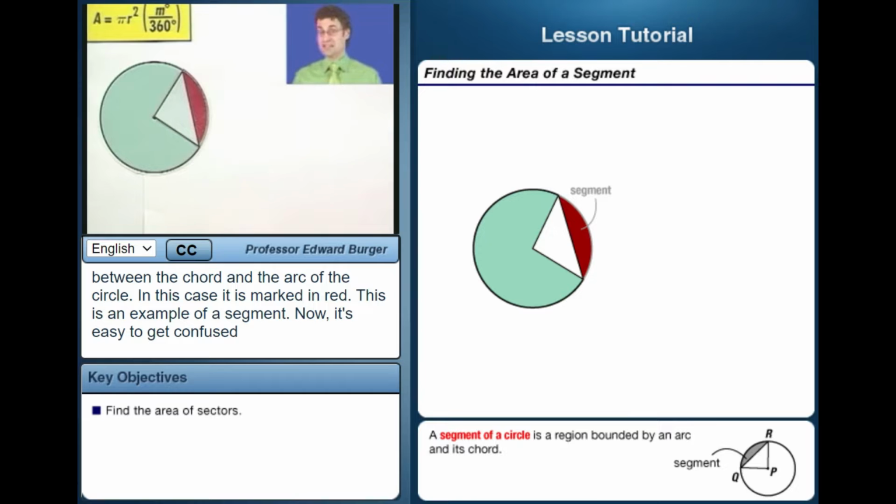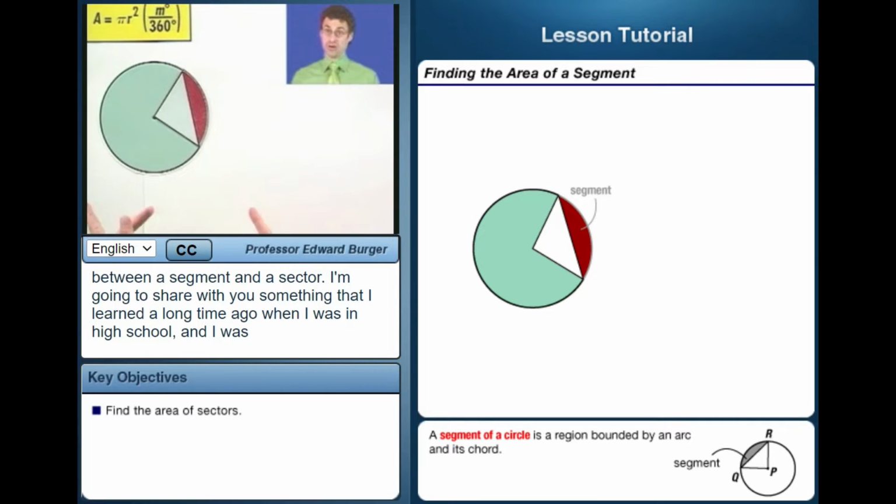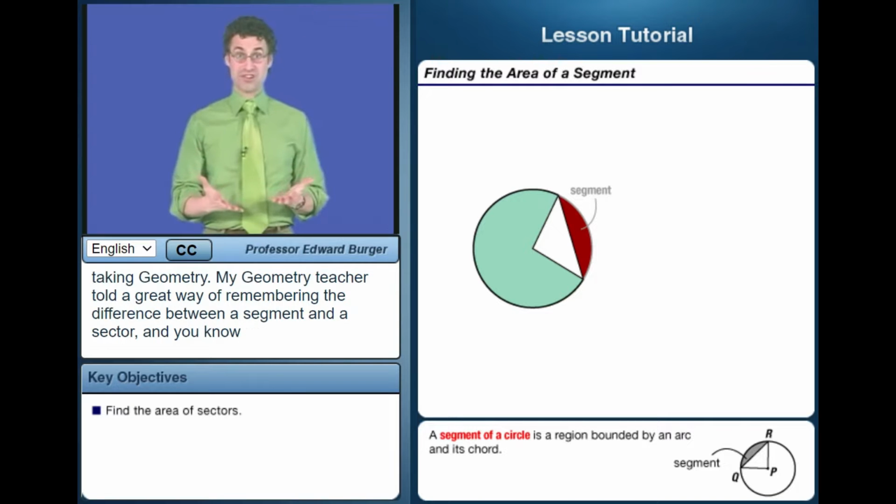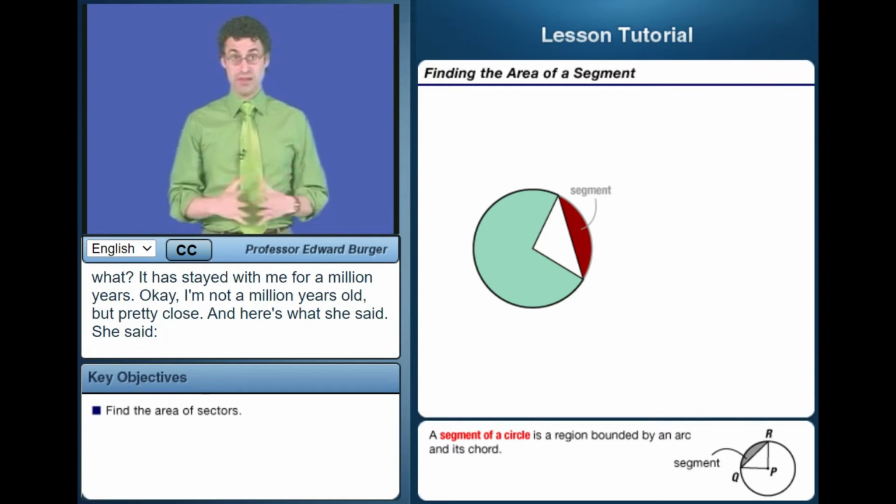Now, it's easy to get confused between a segment and a sector. So I'm going to share with you something that I learned a long, long time ago when I was in high school and I was taking geometry. My geometry teacher told a great way of remembering the difference between a segment and a sector. And you know what? It stayed with me for like a million years. Okay, I'm not a million years old, but pretty close. And here's what she said.